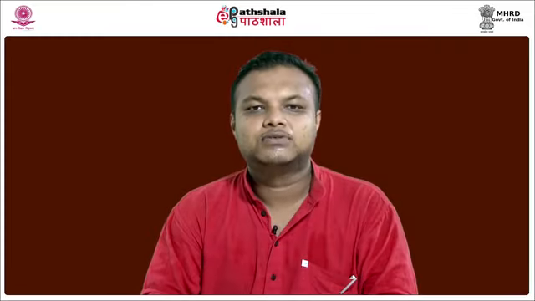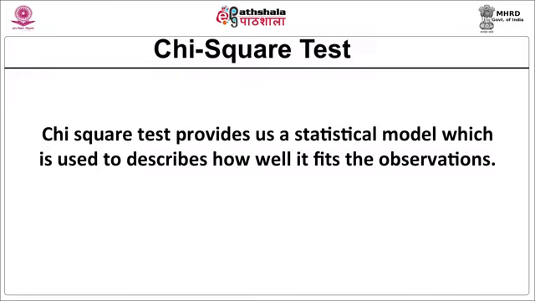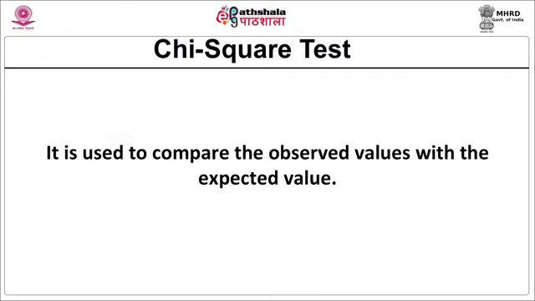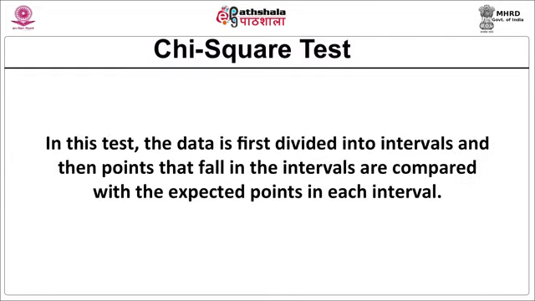Chi-square performs two important functions. Goodness of fit. Chi-square test provides us a statistical model which is used to describe how well it fits the observation. It is used to compare the observed values with the expected value. In this test, the data is first divided into intervals and then points that fall in the intervals are compared with the expected points in each interval.